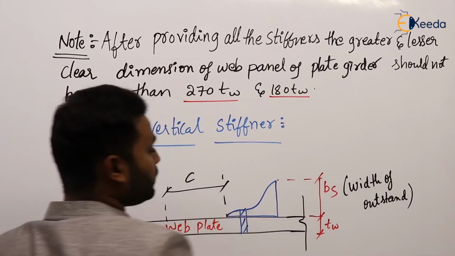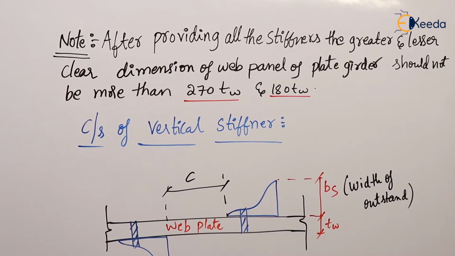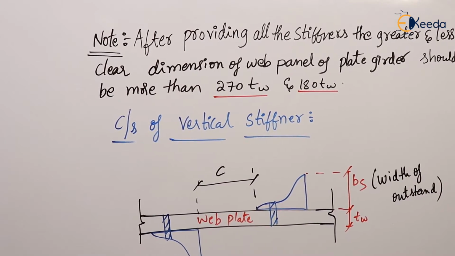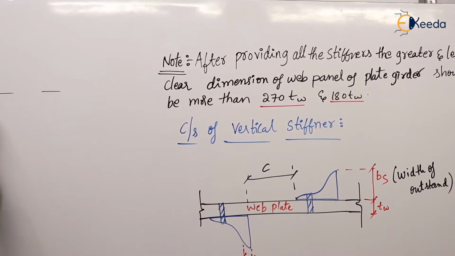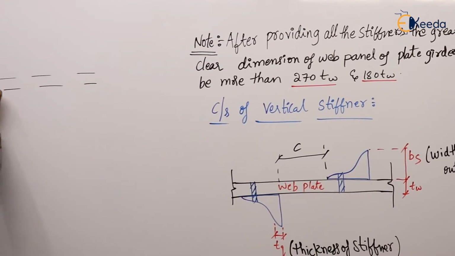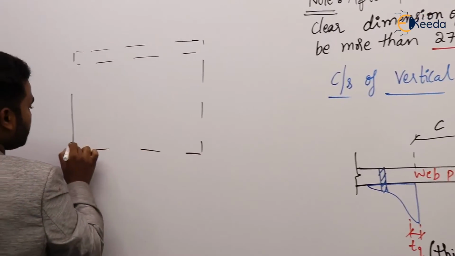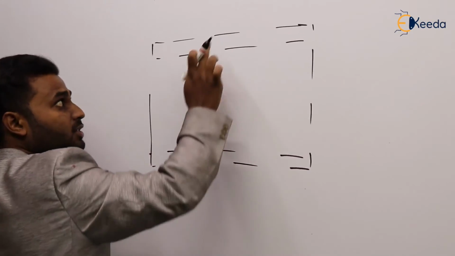This is the provision. Agree? So after providing all the stiffeners, just once look at the board, simply I will show. So this is the plate girder. This is one flange, this is one plate, and this is one plate, this is web.